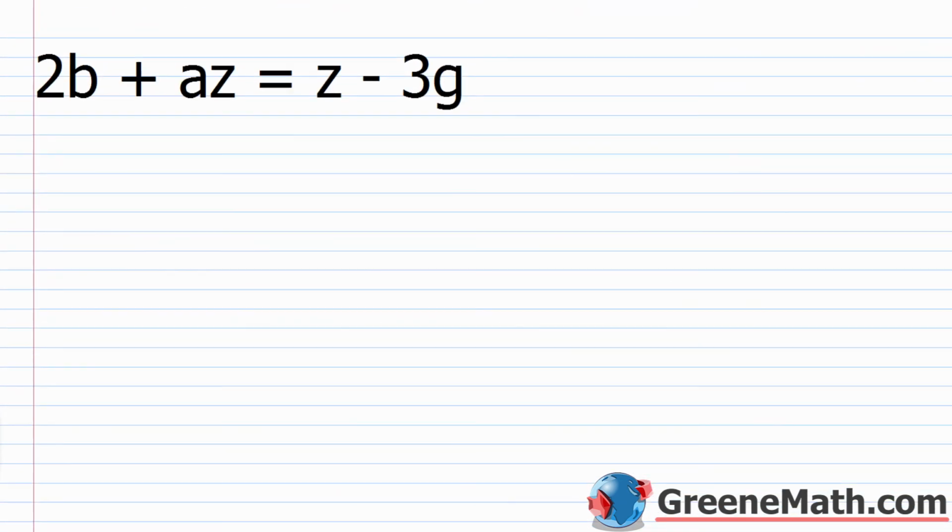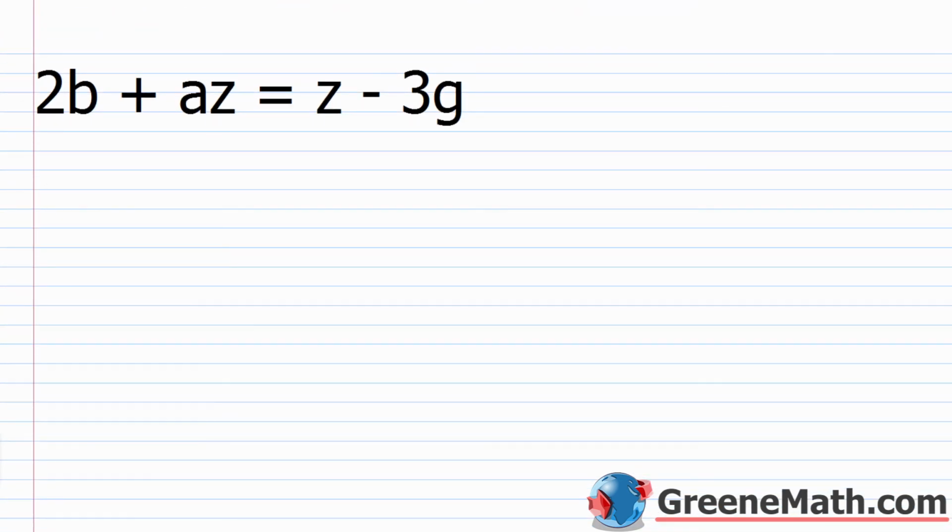All right, for the last problem, let's look at one that's not a generic formula. Let's just look at something you might see on your SATs. So you might get something like this: 2b plus az equals z minus 3g. You might say, what is this? They might say, I want you to solve this for z. I want you to solve this for b. I want you to solve this for g, and so on and so forth.